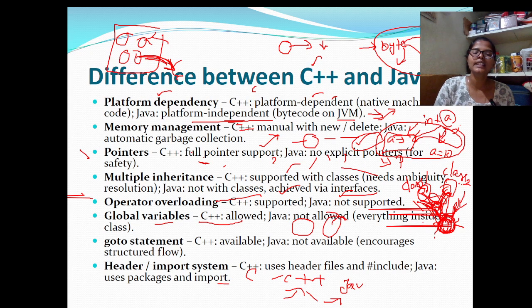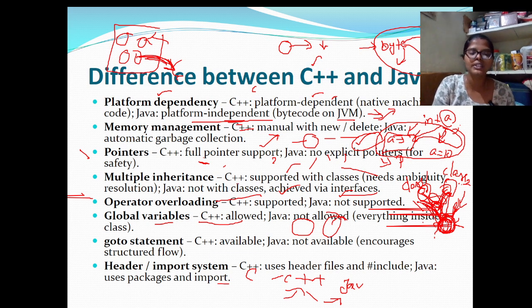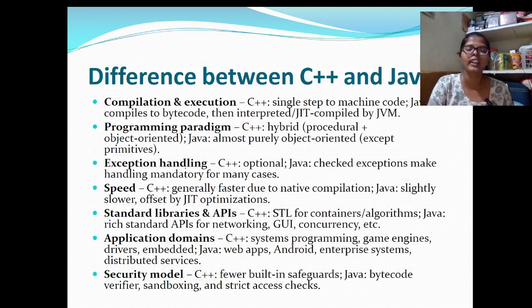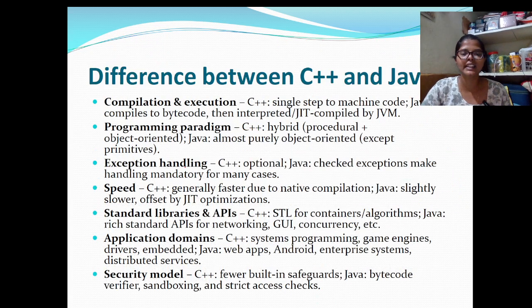Next, in C++, we use a hash include for header files. In Java, we use an import statement as the starting point of our program. Like how we start with hash include stdio.h in C, we start with an import statement in Java. Okay.